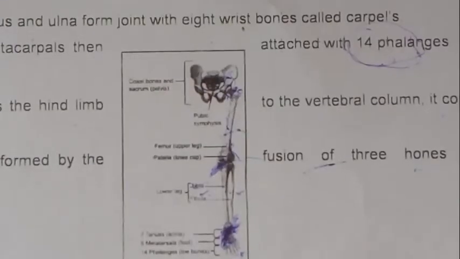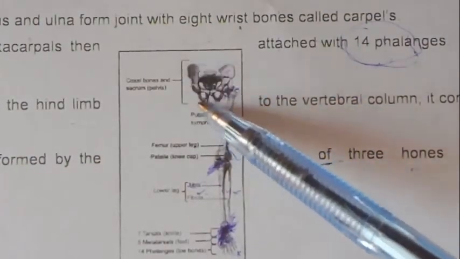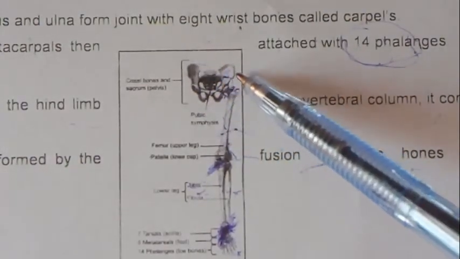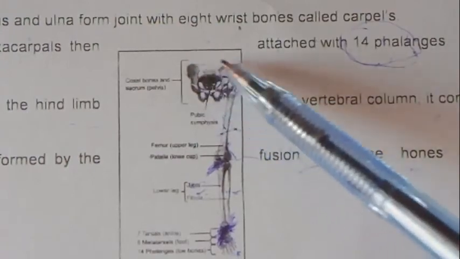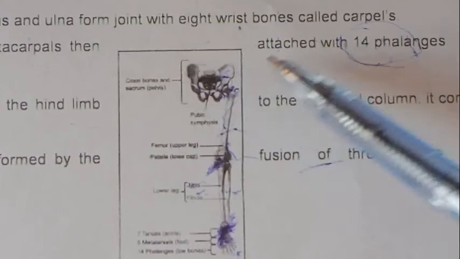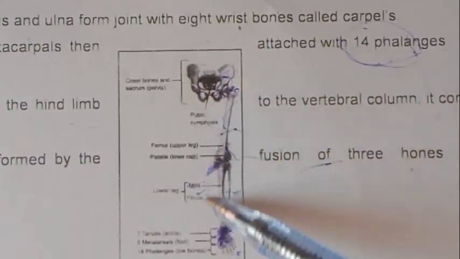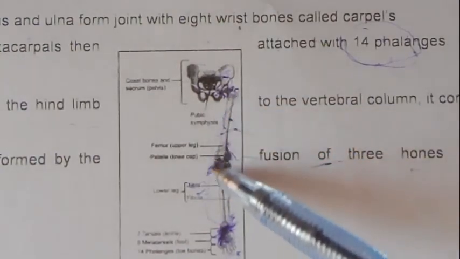And again, I will revise the diagram. This is the pelvic girdle. The pelvic girdle consists of 2 hip bones. Each hip bone is divided into three bones: ischium, ilium, and pubis. And this whole structure is the hind limb.